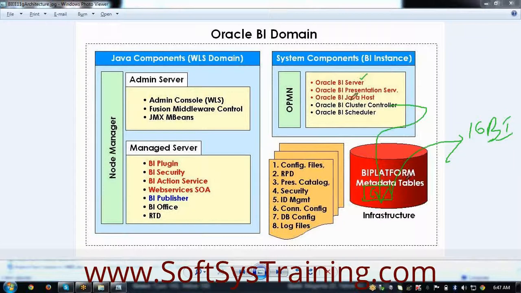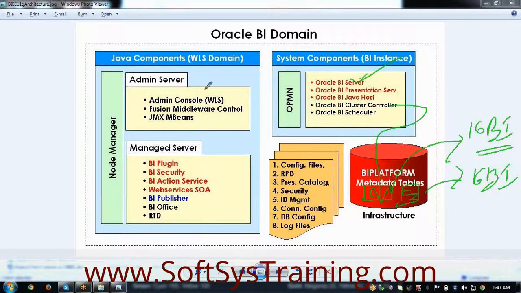16 BI servers. So imagine only one BI server running here, versus 16 BI servers running in parallel and distributing the load equally, decreasing the processing time. That means faster processing, quick processing of data. Got it? The more clusters you create, the more Oracle BI servers.